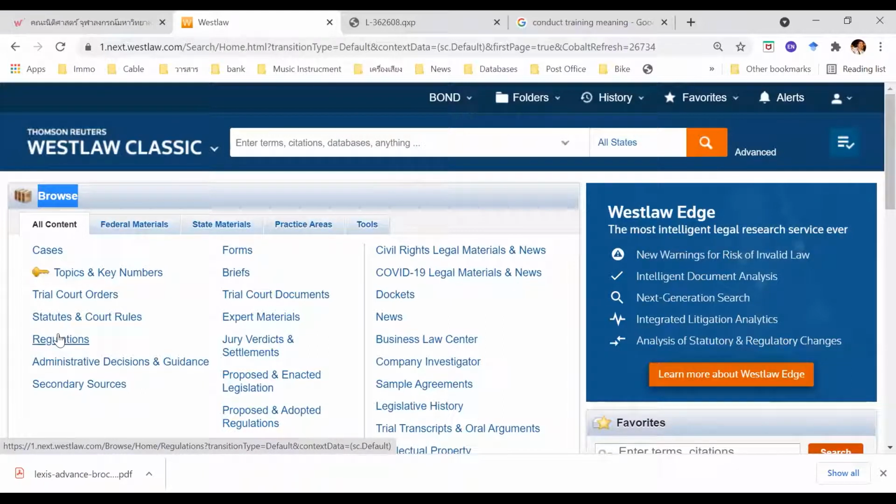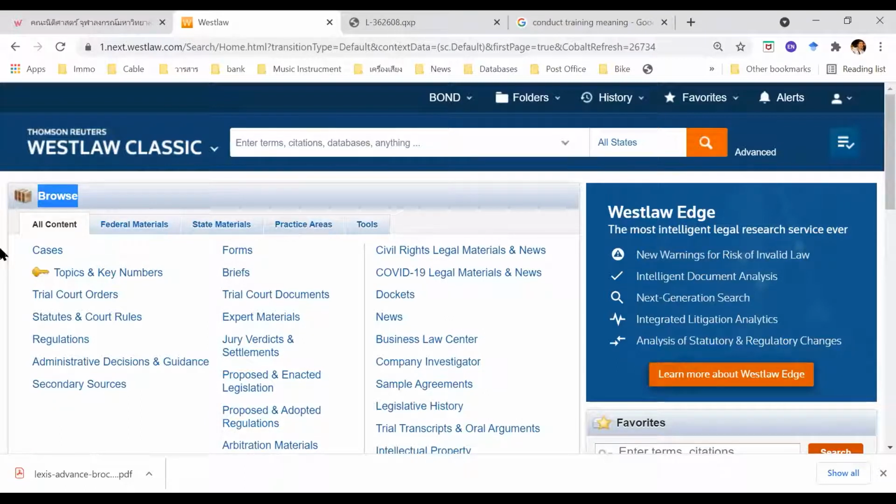And another one, administrative. Some people call it administrative law. This is the primary source of law. So if you want to search primary sources of law, you have to think about cases, you have to think about statutes, you have to think about regulations. This is what we call the primary source of law.